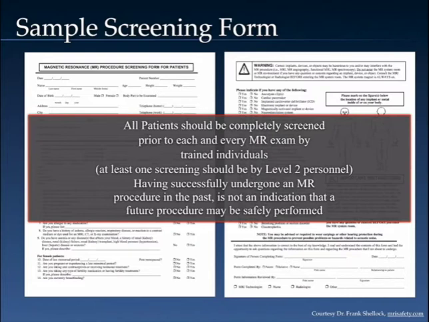Having successfully undergone an MRI procedure in the past is certainly not an indication that a future procedure may be safely performed. Again, I've talked to technologists who are getting pushback from administration saying that, well, if a patient has filled out one of these forms within the last 24 to 48 hours, there's no reason to have them fill it out again. Again, I soundly disagree with that. And this is, again, my opinion on this. This is not the way I interpret the guidelines, nor do I believe that's an accepted standard of care.